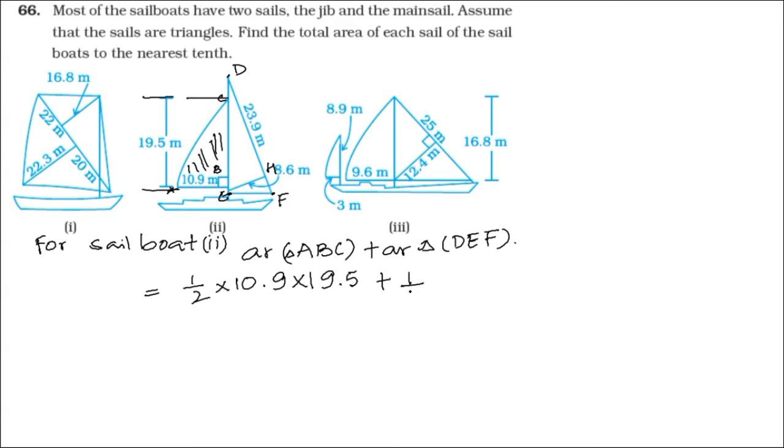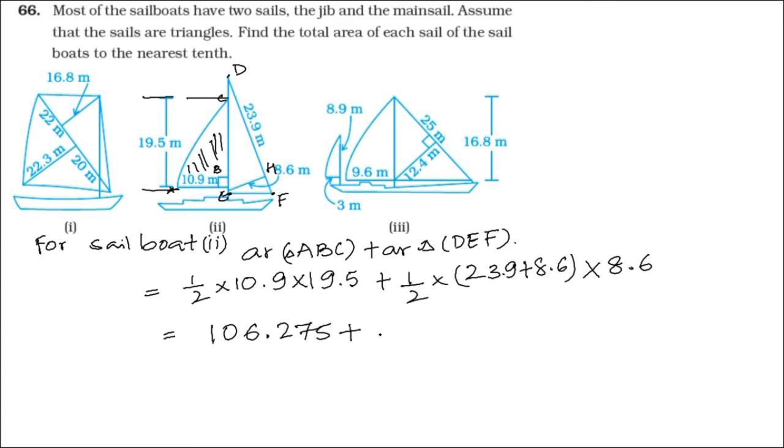I'll take the base as DF, which is 23.9 added to 8.6. This is the base. Multiplied to the height is EH. EH is 8.6, it is not in centimeters, it's in meters. This has to be simplified. So when we calculate this, half into 10.9 into 19.5, we get it as 106.275 to be added to.